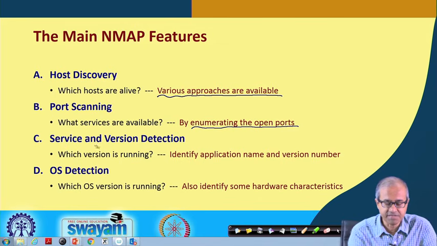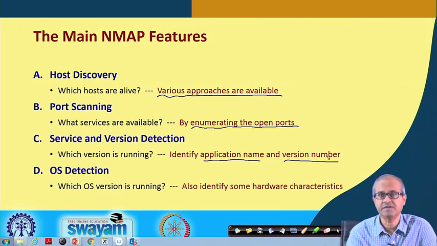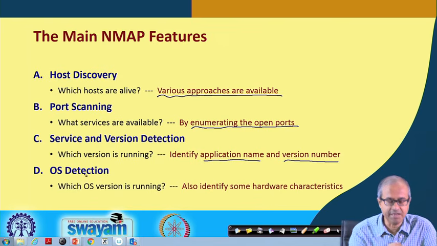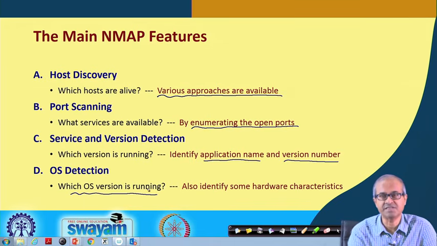Then you can detect service and version types, that is, which version is running, specifying application name and also version numbers. For example, if there is a web server running, you can also get information about which version of the web server is running on a particular machine. And finally, operating system detection. You can get information about which OS version is running on a particular host or machine, and it can also identify some other characteristics at the same time.